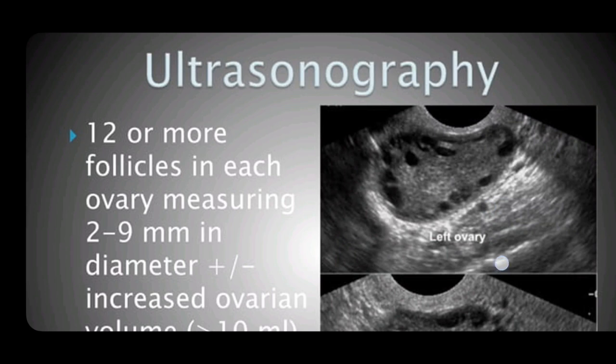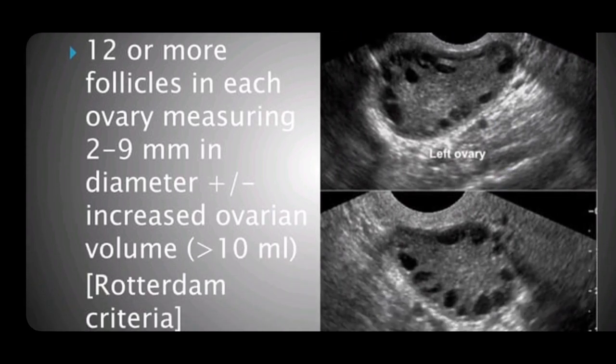Ultrasonography is very much common, and it is diagnosed by Rotterdam criteria. Rotterdam criteria explains that there are 12 cysts arranged peripherally.